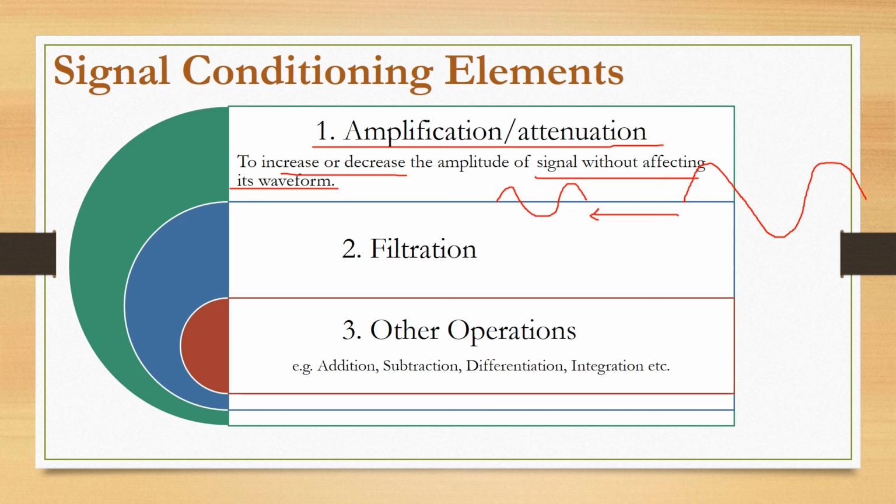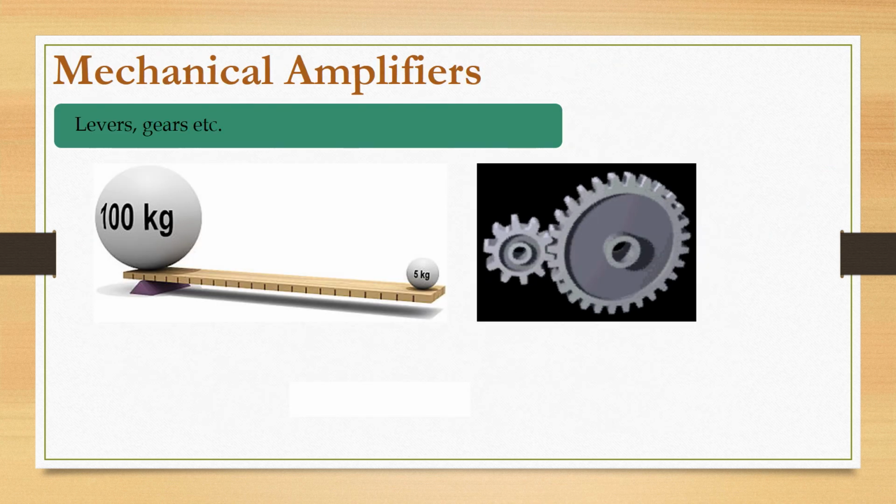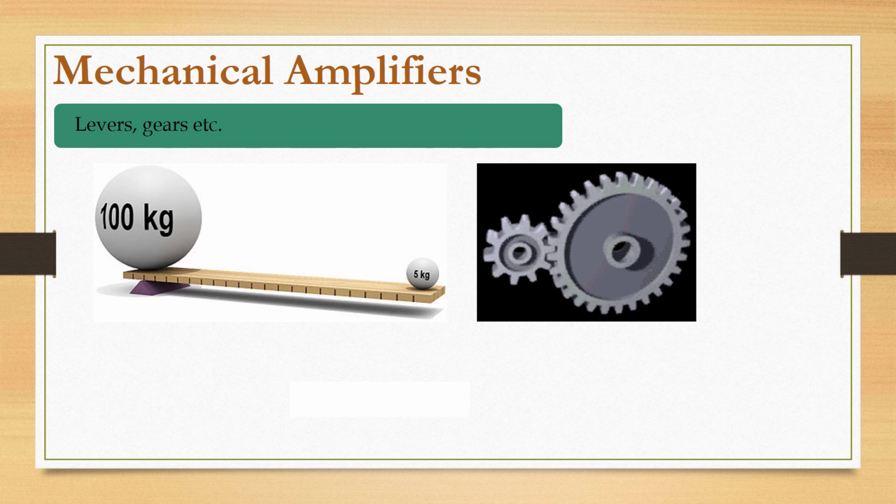Second function is the filtration. So filtration means to filter out any noise which is present in the output of transducer. Then there are some other operations also, like addition, subtraction, differentiation, integration, etc. Now let us move on. So we will discuss here different type of amplification processes.